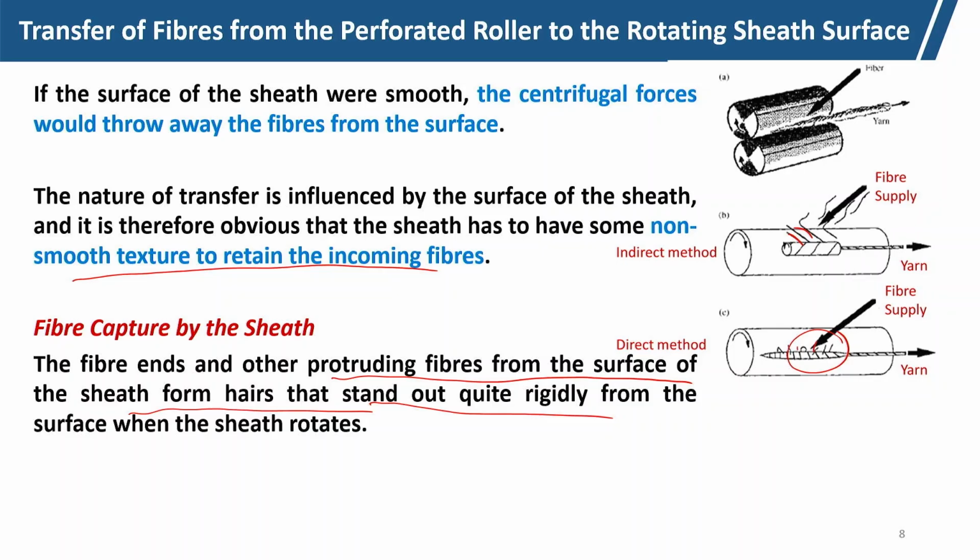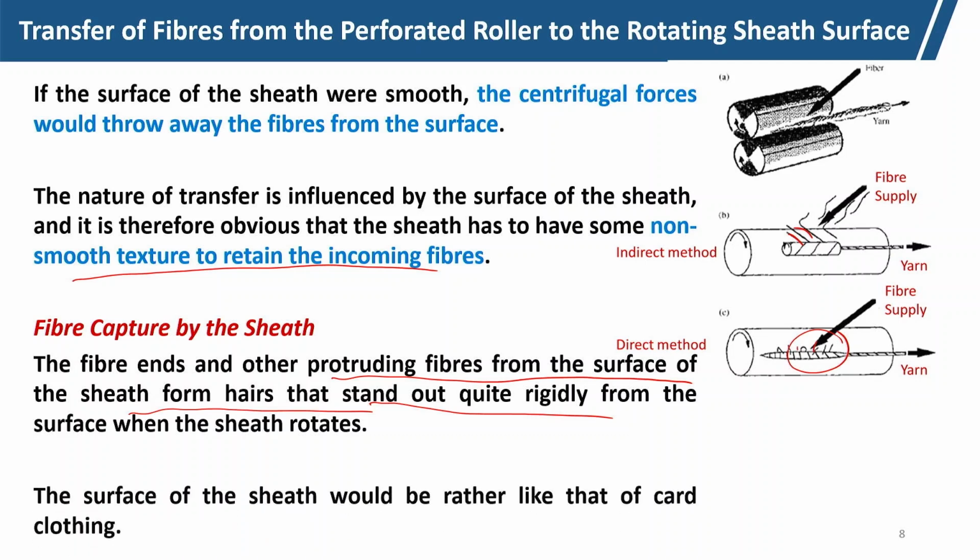And the surface of the sheath would rather be like a card clothing. So, this will be like a card clothing which attracts the fiber coming from the opening roller.